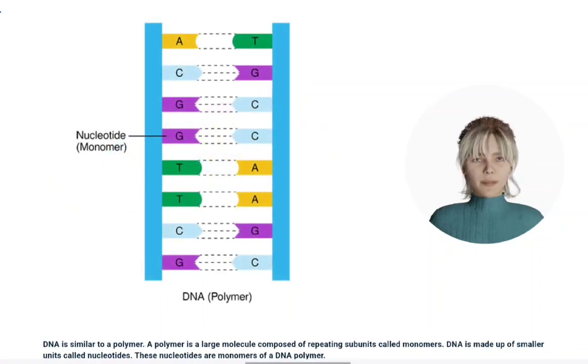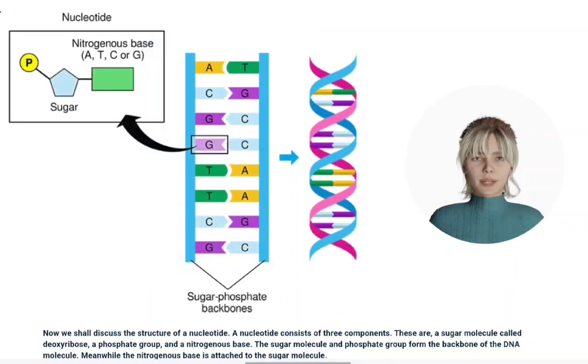DNA is similar to a polymer. A polymer is a large molecule composed of repeating subunits called monomers. DNA is made up of smaller units called nucleotides. These nucleotides are monomers of a DNA polymer. Now we shall discuss the structure of a nucleotide.